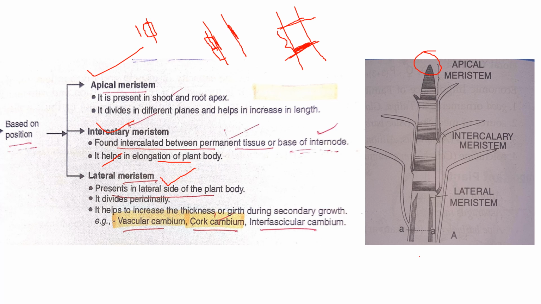Periclinally or horizontally means horizontal division or transverse division, and longitudinal division means, suppose it is a cell, it will divide like this longitudinally. And suppose it is a cell, it will divide periclinally, that means it will divide like this horizontally. So this is the difference between anticlinal and periclinal division.